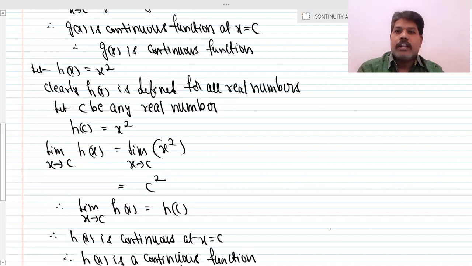H of x is equal to x square. Clearly it is a polynomial function and it is defined for all real numbers. So you can take that h of x is equal to x square and apply the limit, and you will get that it is also continuous at x is equal to c.